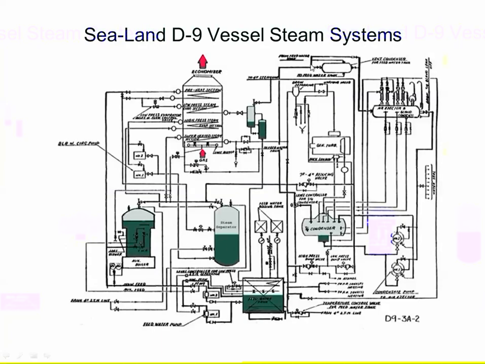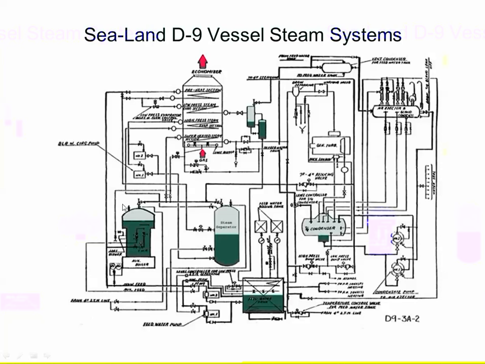This is one of my first ships I was on, the D9s. This is the steam cycle for them. Here is your steam separator. By the way, steam drum, steam separator: for some reason, when they're horizontal, they call them a steam drum. When they're vertical, they call them a steam separator.